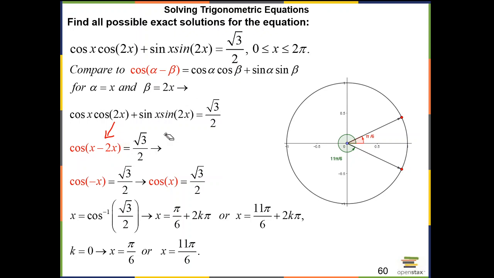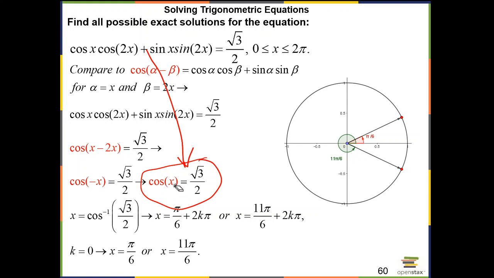So we solve this equation instead of that, right? Okay, how do we solve it? First of all, we can simplify it because x minus 2x is negative x. And we know cosine of negative x is the same as cosine x. So this is just cosine x equals square root of 3 over 2. This whole equation is just that.